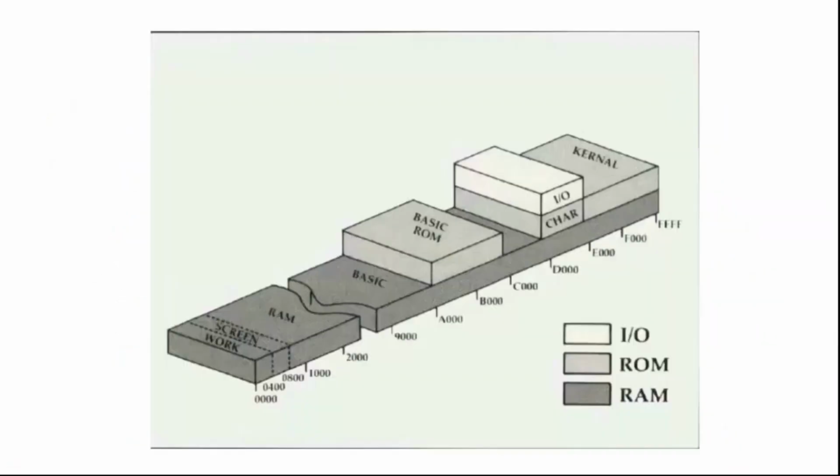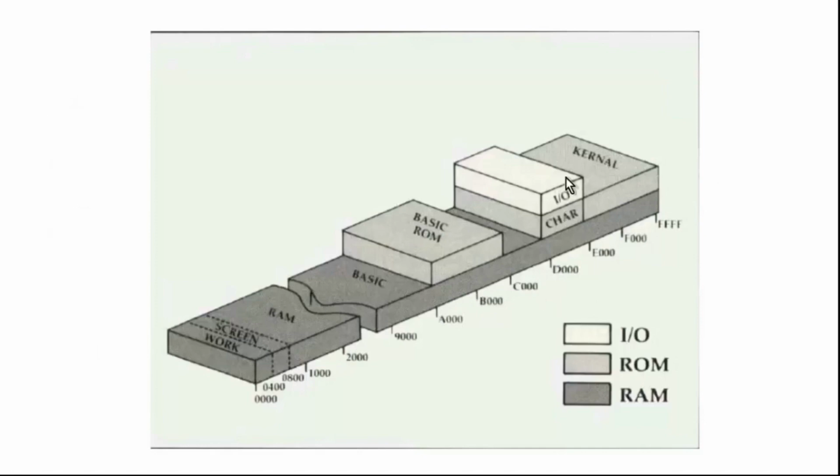On the next slide, I have a graphical representation of what the total RAM of the Commodore 64 looks like with the ROM overlaid on top of it. So again, you can switch out this BASIC ROM to make this RAM more available to the programmer. And then you can also have this kernel shut off as well. These two blocks right here are 8 kilobytes each.